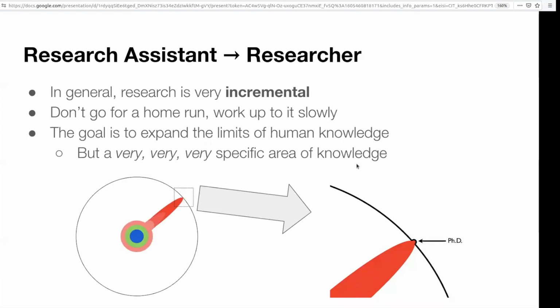So in general, research is very, very, very incremental. By this, I mean, don't go for some next crazy, novel idea and just knock it out of the park, because it's very hard to do. Instead, I recommend working up to it slowly. So let's say you have an object detection algorithm. By being incremental in your research, it would be improving certain metrics of this object detection algorithm.